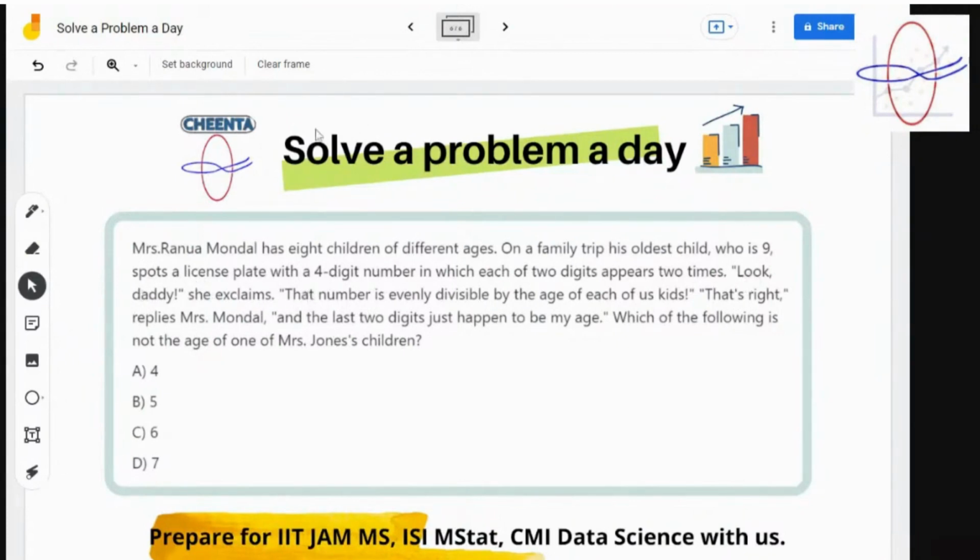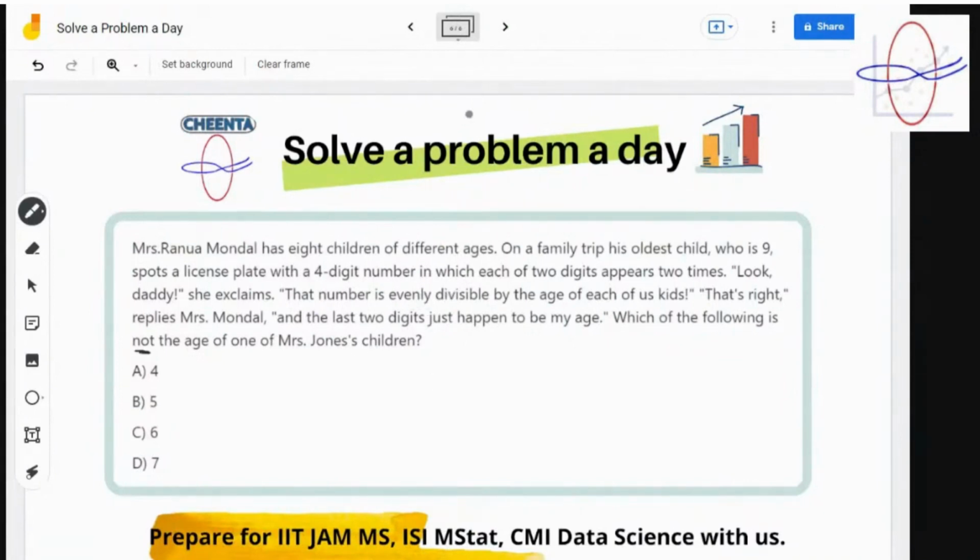If you read this question properly, there are 8 children, the maximum age is 9, and all are of different ages. So one of the ages is not possible. The question asks which is not a possible age of Mrs. Jones' children: 4, 5, 6, 7. So among 1 to 9, one age is not possible and the other 8 are possible. To find out which one is not possible, let's see the conditions one by one.